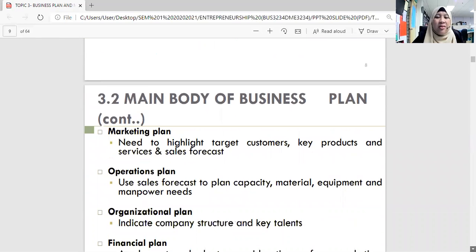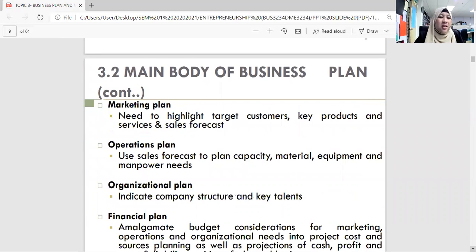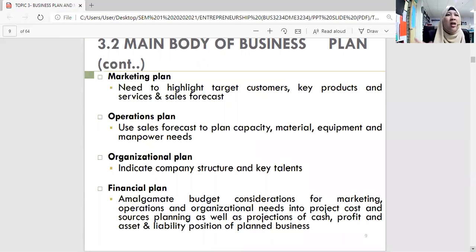Alright, so this is the main body of the business plan. The main body meaning what is the most important in the plan, the four that I mentioned earlier. Number 1, we have the marketing plan. Later I will give the guideline, don't worry so much. The marketing plan needs to highlight the target customer, the key products and services, and the sales forecast.